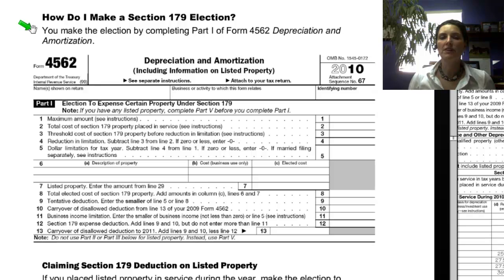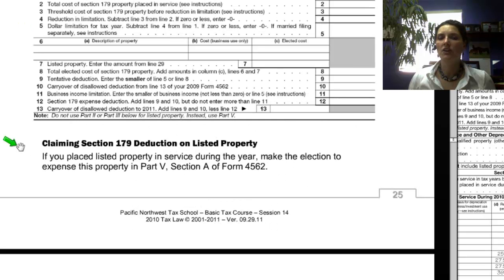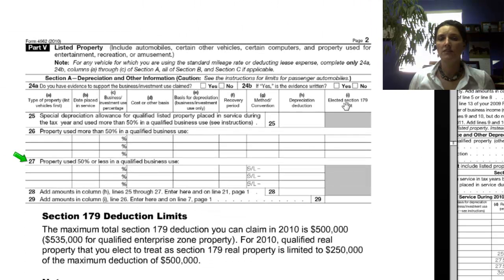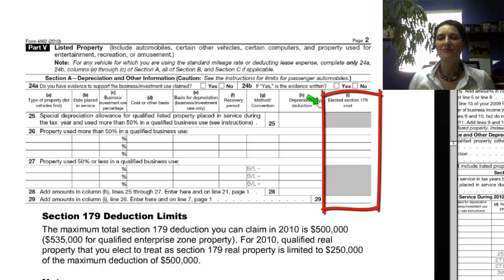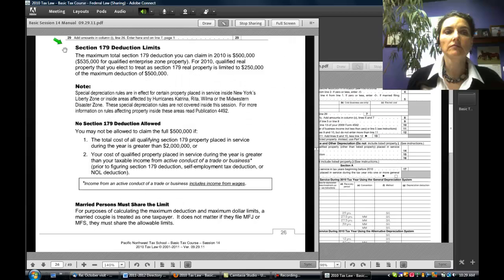How do I make a Section 179 deduction? You make the election by completing Part 1 of Form 4562, Depreciation and Amortization, claiming the Section 179 deduction on listed property. If you placed listed property in service during the year, you make the election to expense this property in Part 5, Section A of Form 4562. And the election is made right here, Part 5, Page 2, Section A of Form 4562.